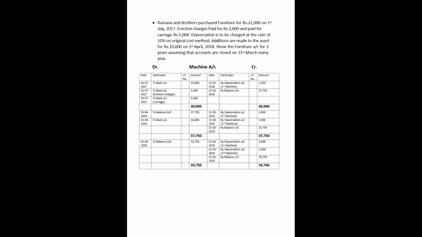Now calculate the depreciation for the first machine, and here it was mentioned that we have purchased another machine on 1st April 2018, so that amount needs to be mentioned as to bank account 10,000. Calculate the depreciation for this second machine also, and then balance both debit and credit and mention the balance carried on amount. Balance carried on should be balance brought on in the next year, and then calculate the depreciation for the first machine and second machine and balance both debit and credit, and the balance carried on amount is 29,750. So 29,750 will be your answer for this problem.